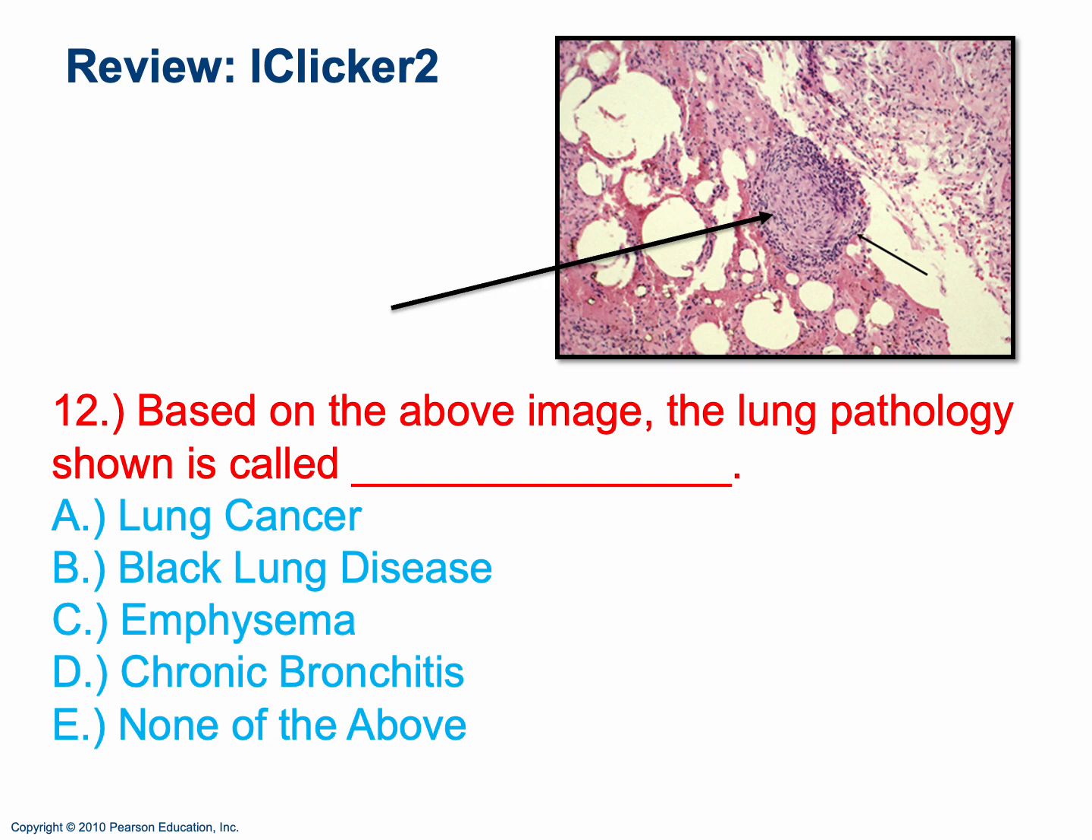All right, number 12 for review. Based on the above image, the lung pathology shown here is called the what? So what would be the correct answer here? All right, so the correct answer that I would go with, how about choice letter A? Choice letter A, lung cancer. So we can see that on here. This is a big tumor right here, okay? So if you see a tumor on the slide, we're definitely looking at lung cancer or lung carcinoma.